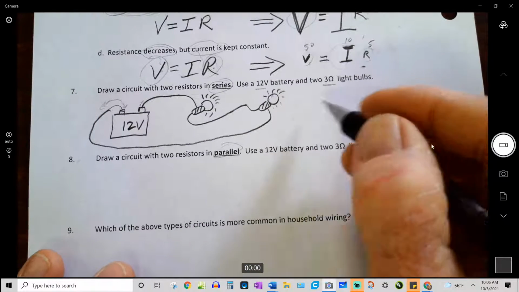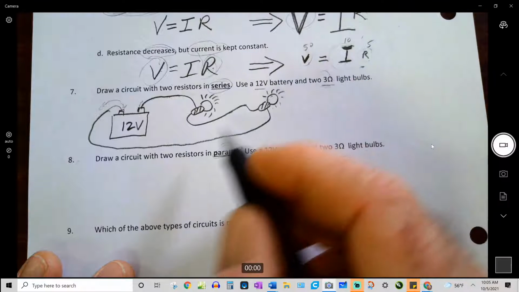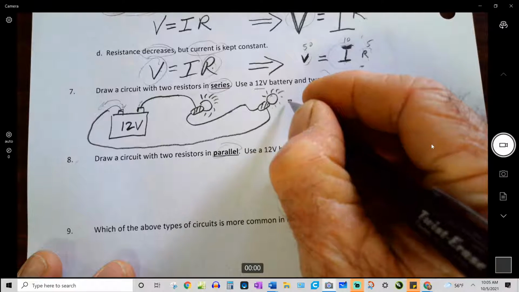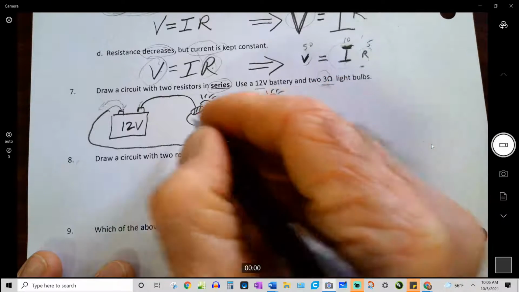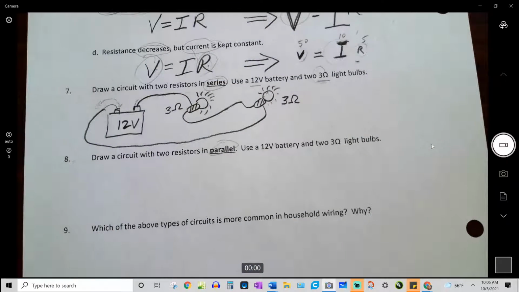And I think in the beginning I was going to have us do something with this, like find the resistance of this whole circuit, but I'm not going to bother with it. But still, I'll write 3 ohms right here and 3 ohms right here. I don't really know what the resistance of these light bulbs would be, but let's just assume they're 3 ohms. I'm going to grab a light bulb too. Show you over there what I'm talking about.